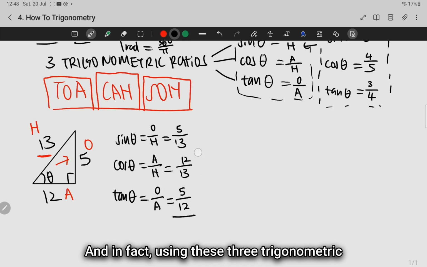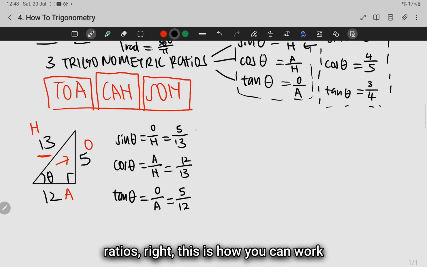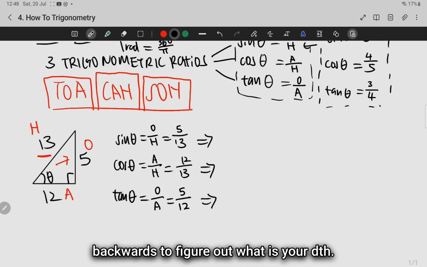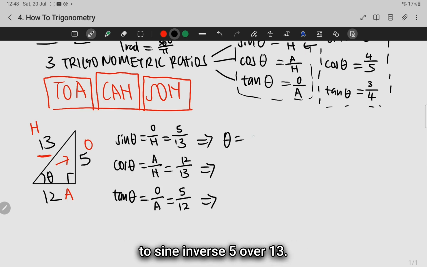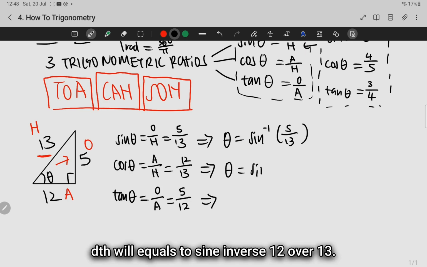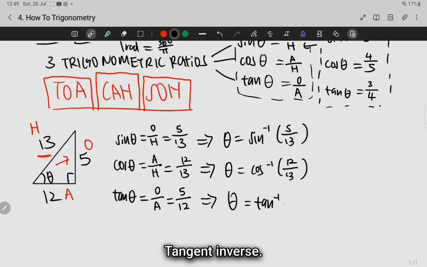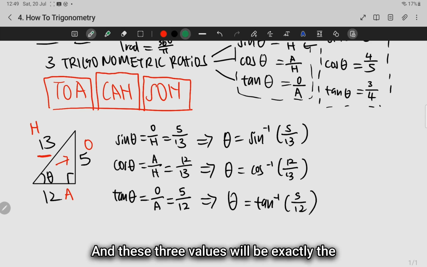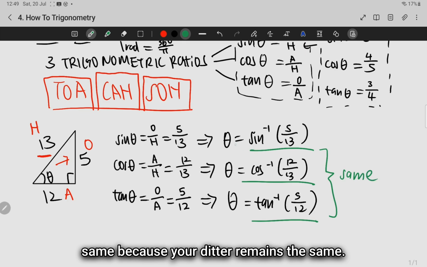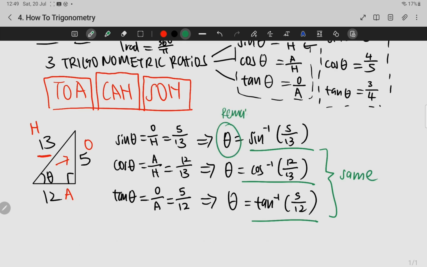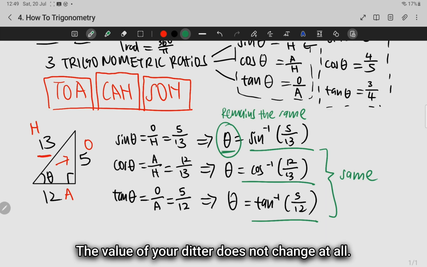In fact, using these three trigonometric ratios, this is how you can work backwards to figure out what your theta is. So in this case, theta will equal sine inverse 5 over 13. Theta will equal cosine inverse 12 over 13. And theta will equal tangent inverse 5 over 12. And these three values will be exactly the same because your theta remains the same. The value of your theta does not change at all.